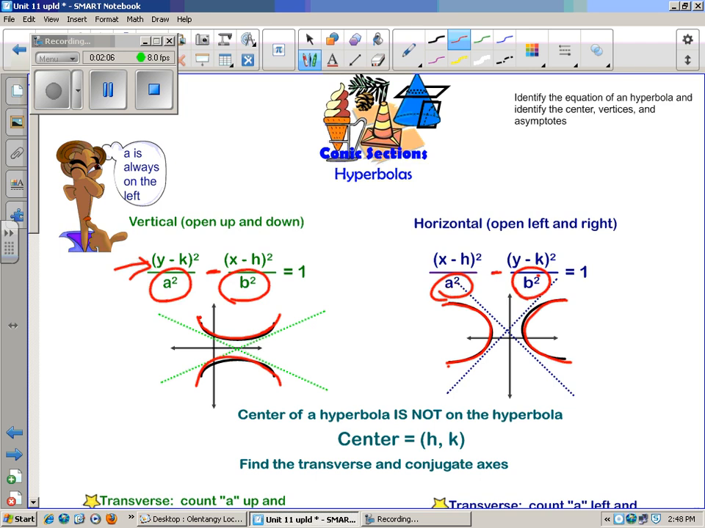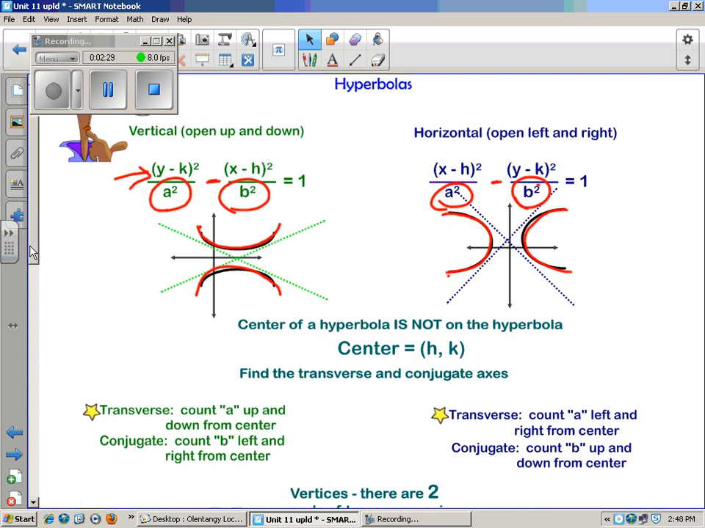All right? So when we graph a hyperbola, basically our job is to find these two dotted lines here, find out where they cross, and then find the vertices for our hyperbolas and sketch them so they fall between those dotted lines. All right? So let's practice that.